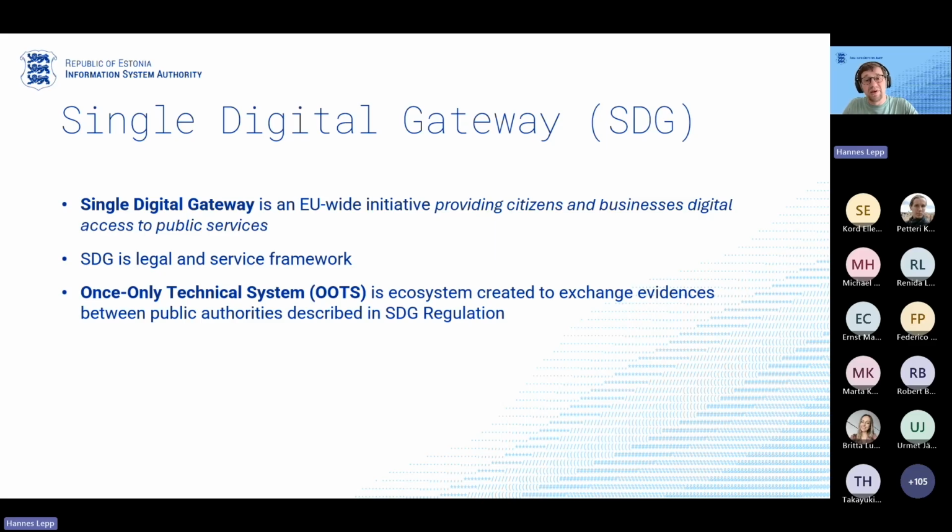One important idea behind the SDG is the once only principle. The idea is that citizens and businesses should not have to submit the same documents or evidence repeatedly to public authorities. And this principle is what led to the creation of the once only technical system, or OOTS.